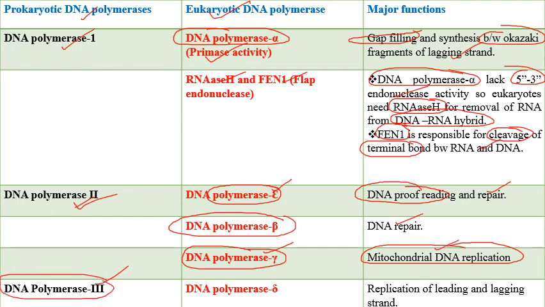In case of prokaryotes, this enzyme helps in polymerization of leading strand and lagging strand. So replication of leading and lagging strand is performed by this enzyme, that is DNA polymerase 3. In case of eukaryotes, this function is performed by DNA polymerase delta. So these are summarized functions of respective DNA polymerases in case of prokaryotes and eukaryotes.